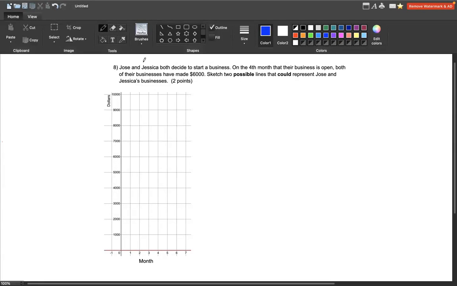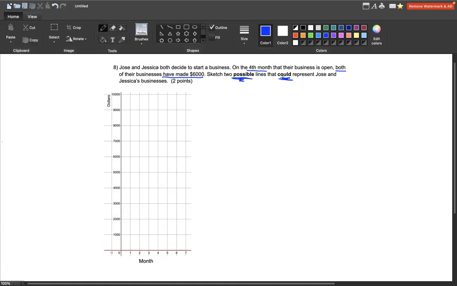So Jose and Jessica both decide to start a business. On the 4th month that their business is open, both of their businesses have made $6,000. So that's going to be important. On the 4th month, they both have made $6,000. Sketch 2 possible. So possible meaning that like these could be correct lines.